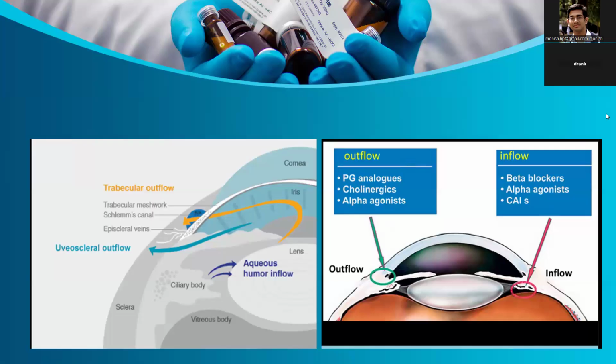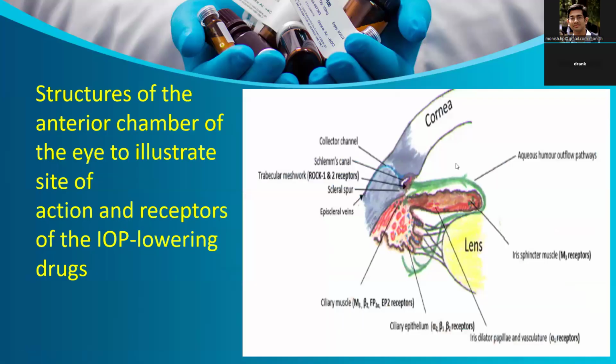This is another diagrammatic representation of the structures of the anterior chamber, in which you can see the site of action and the receptors present all over the anterior chamber of the eye. We can see that the ciliary muscle and the ciliary epithelium contain the alpha and the beta receptors.